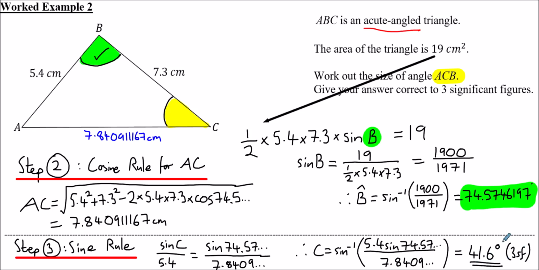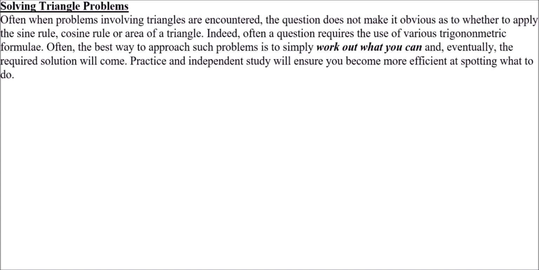So that's a multi-step problem. That's 3 different steps. Step 1 here, step 2, step 3. So on that note, solving triangle problems generally, just to mention about these multi-step problems. Often when problems involving triangles are encountered, the question doesn't make it obvious as to whether to apply sine rule, cosine rule, or the area of a triangle. Indeed, often a question requires the use of various trig formulae, and often the best way to approach such problems is to just work out what you can, and eventually the required solution will drop out. Practice and independent study will ensure you become more efficient at spotting what to do.